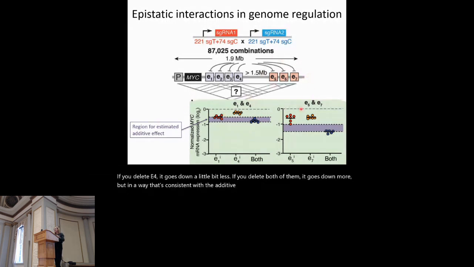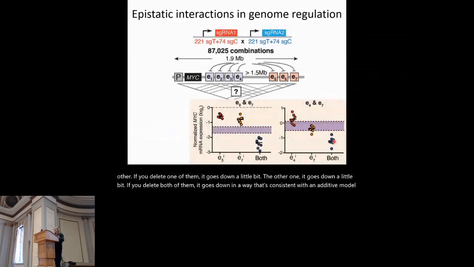Okay, same for enhancers that are farther away. These guys, again, they're farther from the gene, but in close proximity of each other. If you delete one of them, it goes down a little bit. The other one, it goes down a little bit. If you delete both of them, it goes down in a way that's consistent with an additive model.